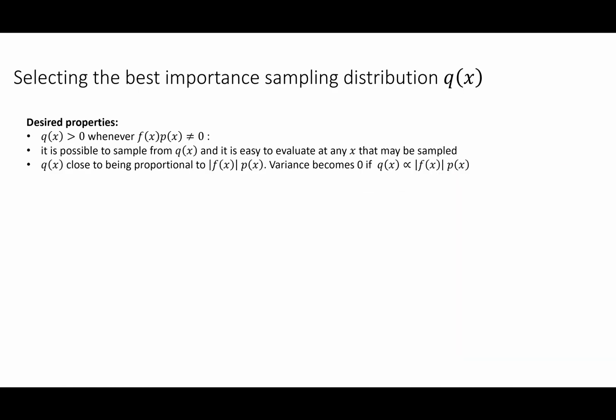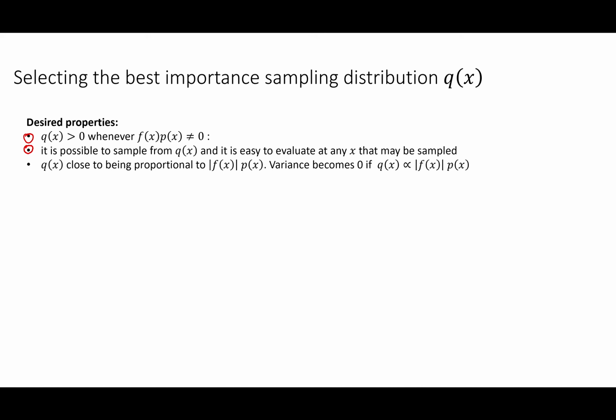All right, so selecting the best importance sampling function q of x. Here we have 3 points. If you satisfy them, it's the best q of x we can think of. And the first one is very simple. We have to be sure that we are not dividing by 0. So this is what this bullet is about.